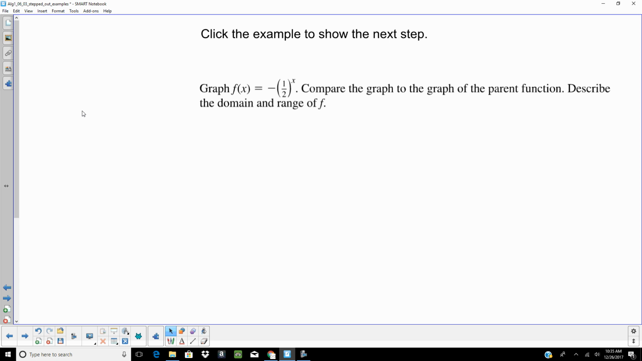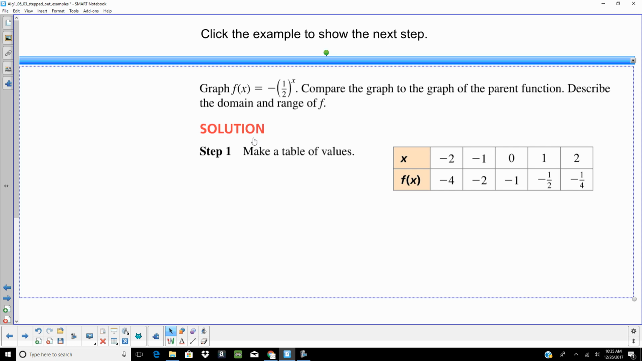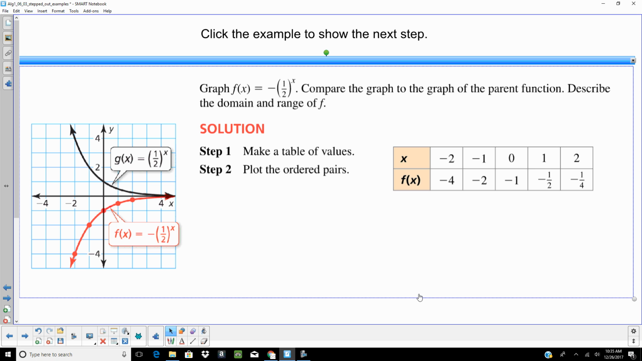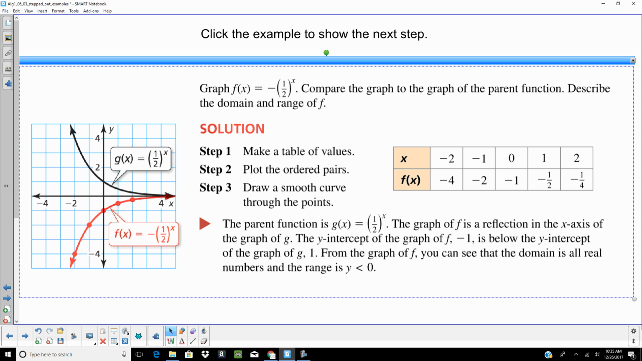All right, go ahead and hit pause. Try this on your own. Remember, whenever you're graphing, you can always make a t-table. When you make that table, you're the one who's choosing the values of x. A good rule of thumb is to choose a couple negative values, 0, and a couple positive values. You can always check yourself on Desmos.com as well.